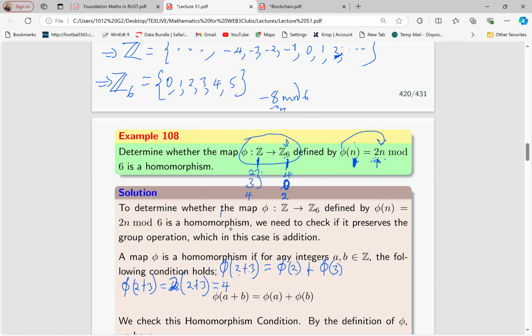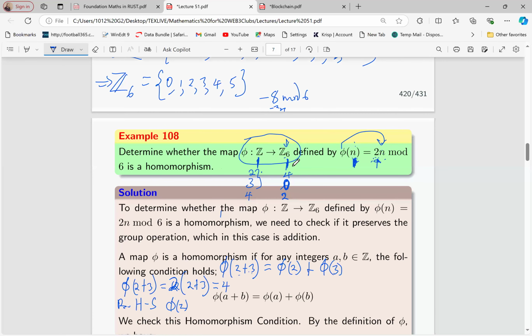Mod 6 is 4. So the left-hand side has given us 4. You may also want to try the right-hand side and see what it is. So the right-hand side, we begin with phi of 2, for instance. When we check phi of 2, by the definition given to us, it's supposed to be 4.